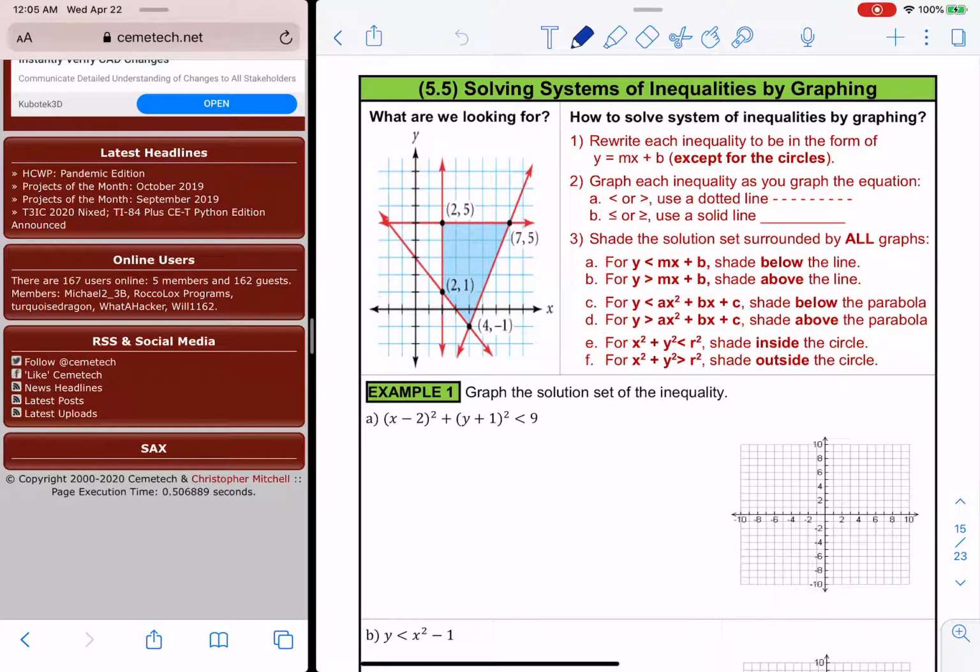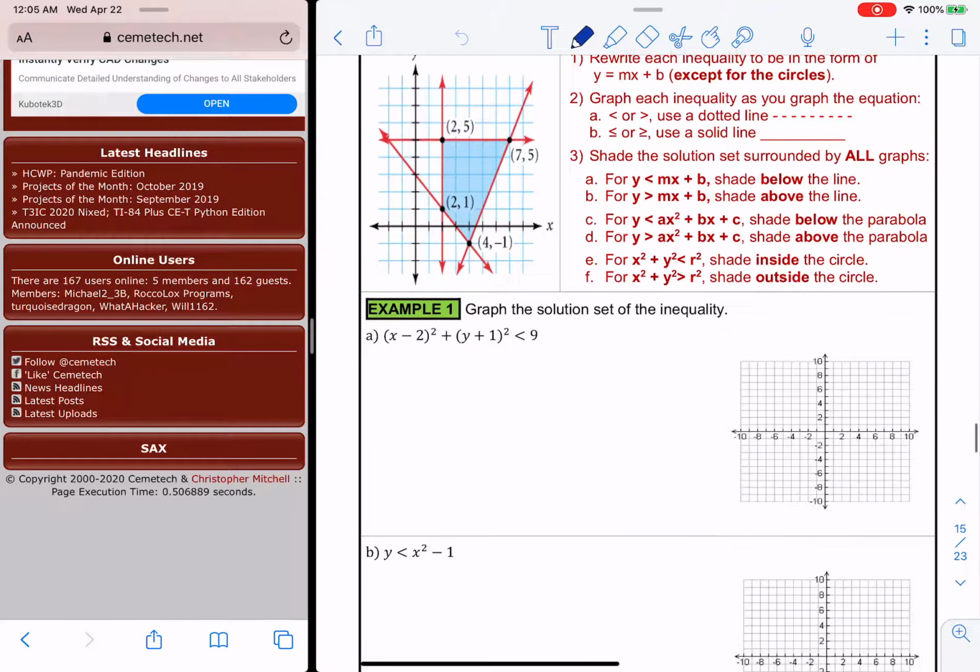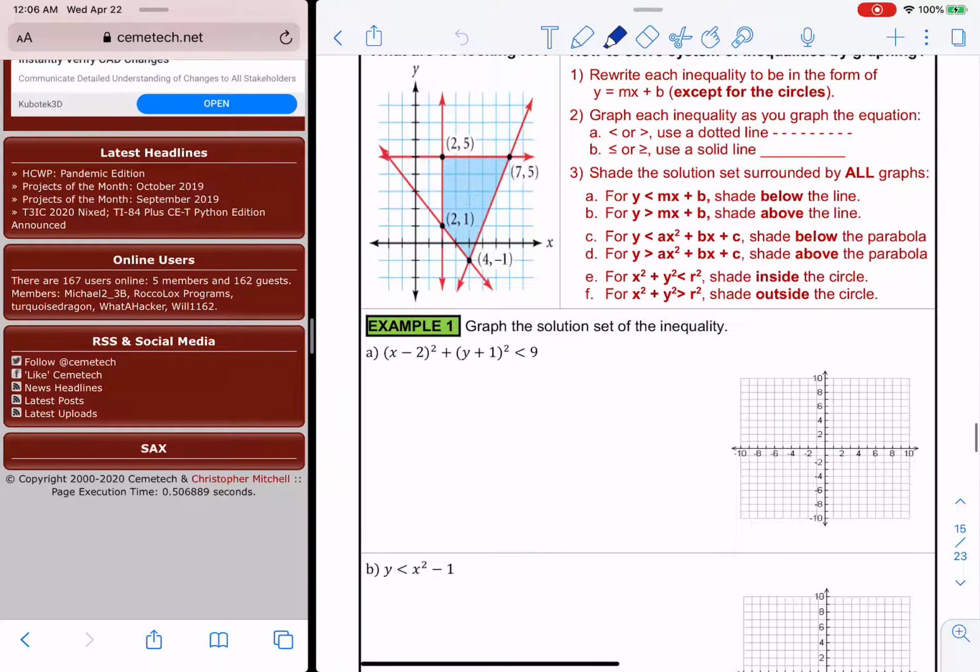And a few things to note is how to shade. If y is less than mx plus b, then we shade below the line because mx plus b is a line. If y is greater than mx plus b, then we shade above the line. And ax squared plus bx plus c is a parabola. So if y is less than ax squared plus bx plus c, then we shade below the parabola. If it is greater than ax squared plus bx plus c, we shade above the parabola.